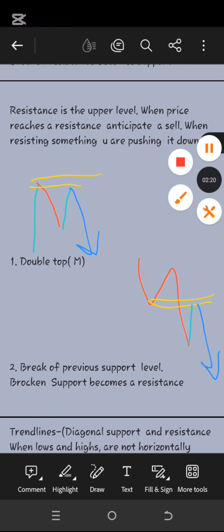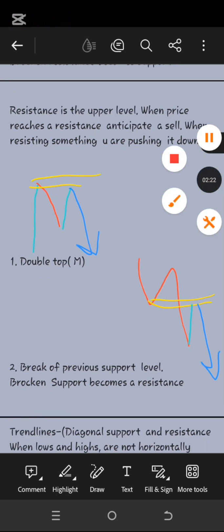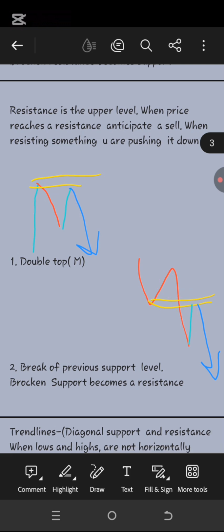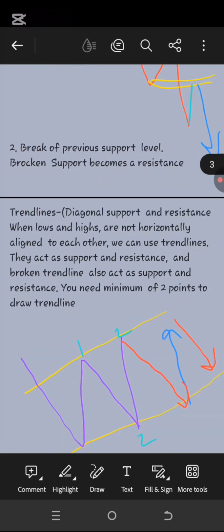As you can see over here, we've got two types again. We've got the continuation, and this is our zone flips. And the reversal forms our M. So that's it for support and resistance.